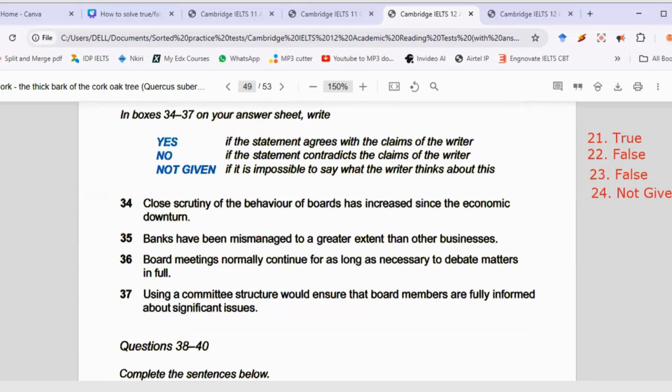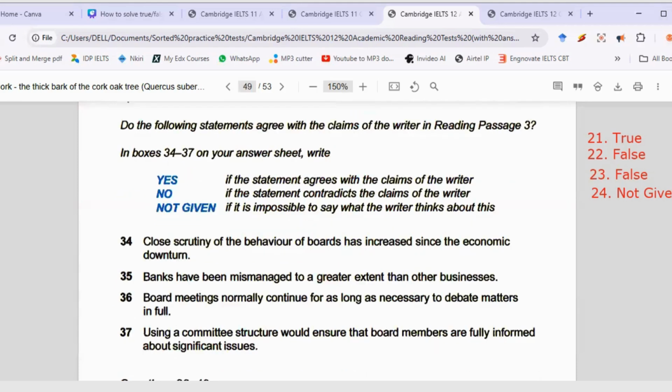Now let's look at yes, no, not given. This is very similar to true, false, not given. And like I said, it is common in IELTS academic. So let's solve this set of yes, no, not given questions.